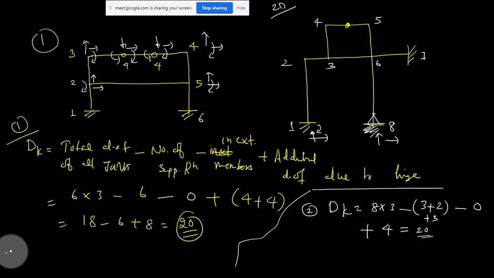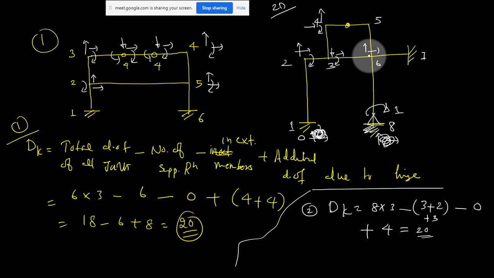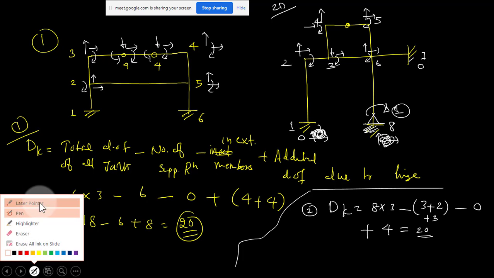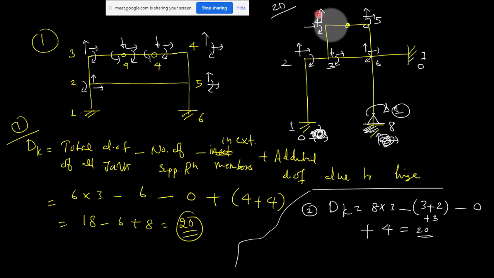So we can draw it. Here 0, nothing is possible, and at this hinge it can rotate, 1. And here all the 3 are possible, and here also all the 3 are possible. This joint again all the 3 are possible, at this joint all the 3 are possible, and here also all the 3 are possible, and here again 0. So finally 1, okay, so 1 plus 3 is 4, plus 3 is 7, plus 3 is 10, 13, 16.